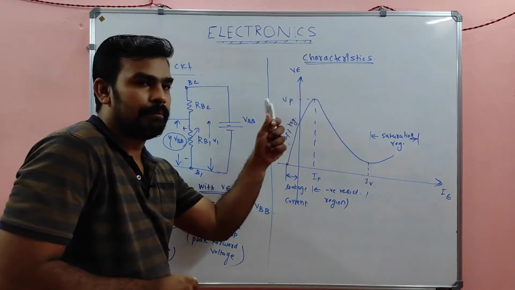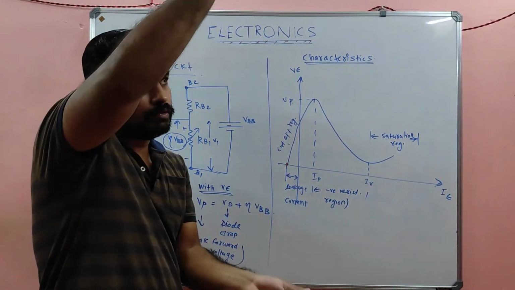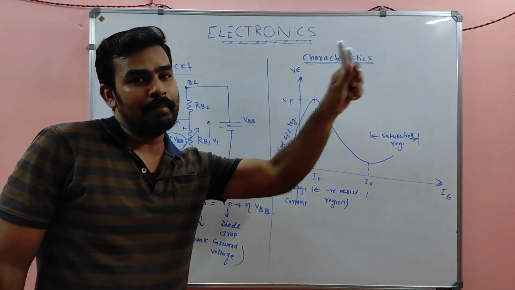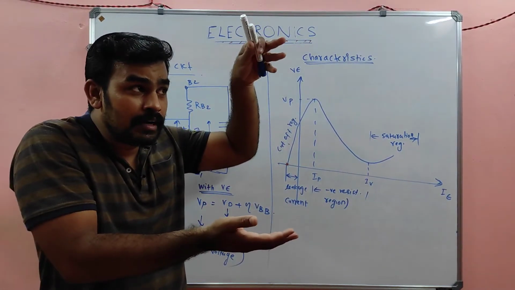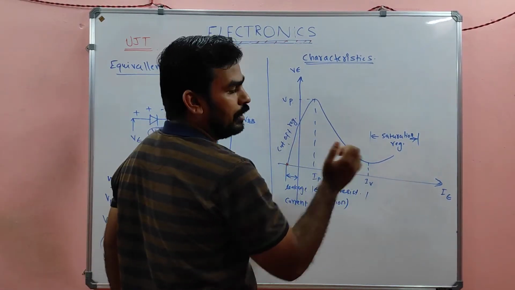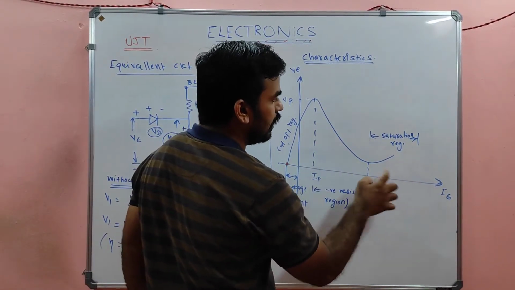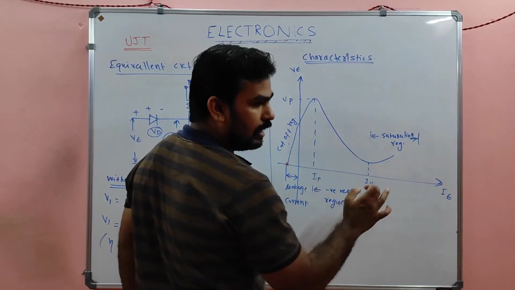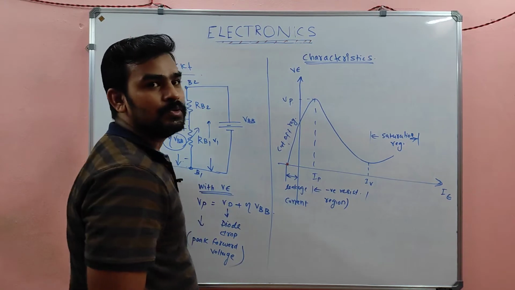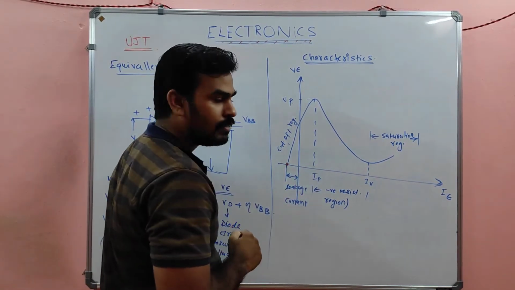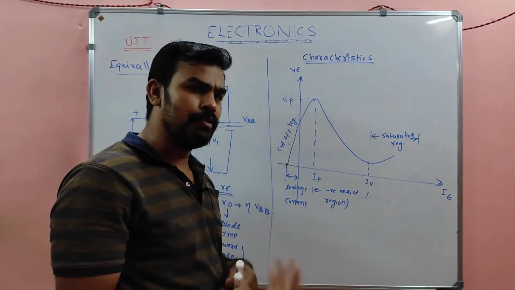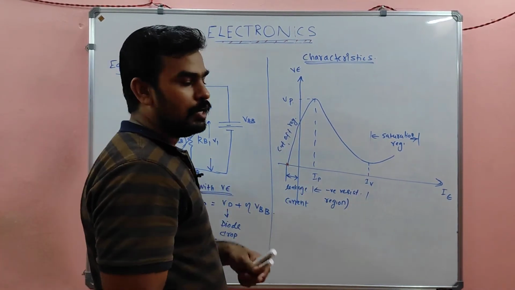Whenever the applied voltage is greater than the voltage drop across B1 and the emitter, a large current flows. The current is increasing very highly, and at the same time the voltage V drops to a very low value. That peak value of voltage is called VP. VP is nothing but the peak value of voltage, and IP is the peak value of current.